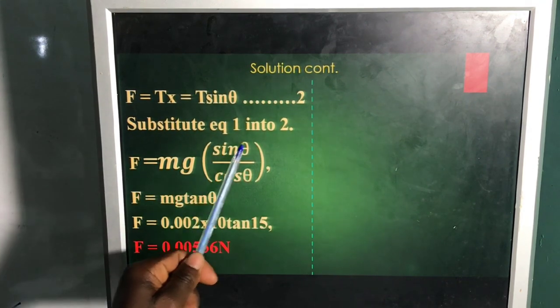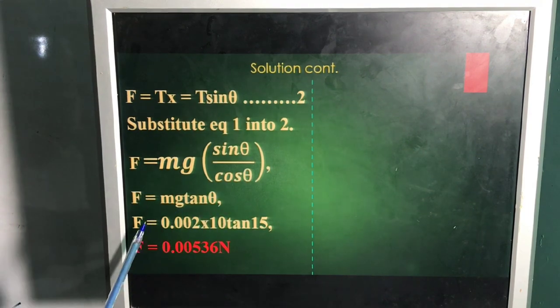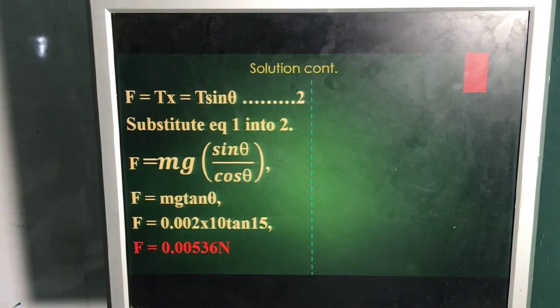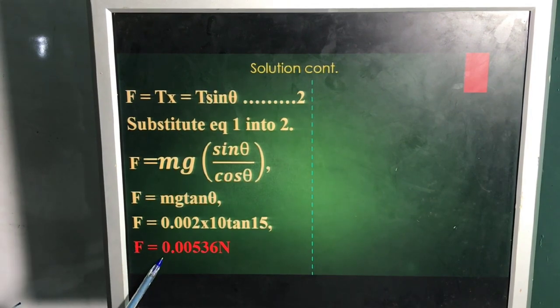But you know that sine theta over cos theta is equal to tan theta. So F is equal to mg tan theta. When we put in the values that are given to us, we get the repulsive force between the two charges, F, to be equal to 0.00536 newtons. That force is very important.